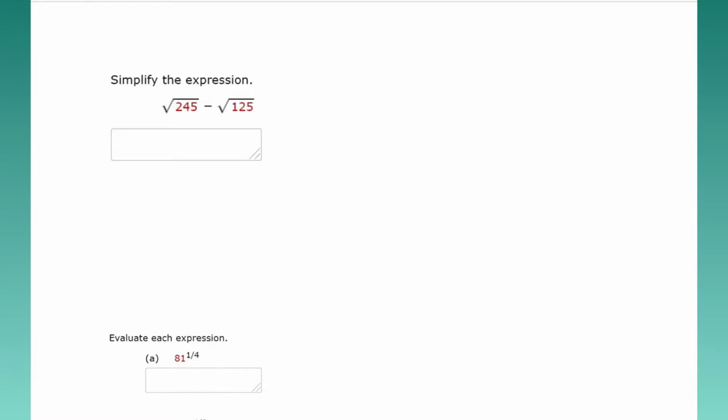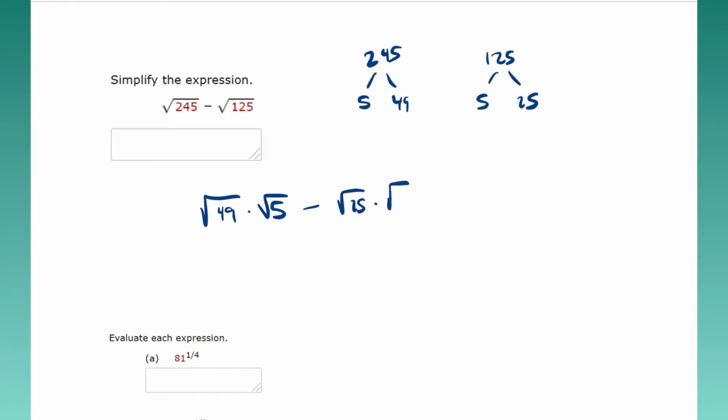I'm just going to use a factor tree. I know that 5 goes into it, and it goes into it 49 times. There you go. And 49 is a perfect square. So that's how we want to break it up. 245 will become the square root of 49 times the square root of 5, minus 125. We know that that's 5 times 25, so that's going to be the square root of 25 times 5. So this becomes 7 radical 5.